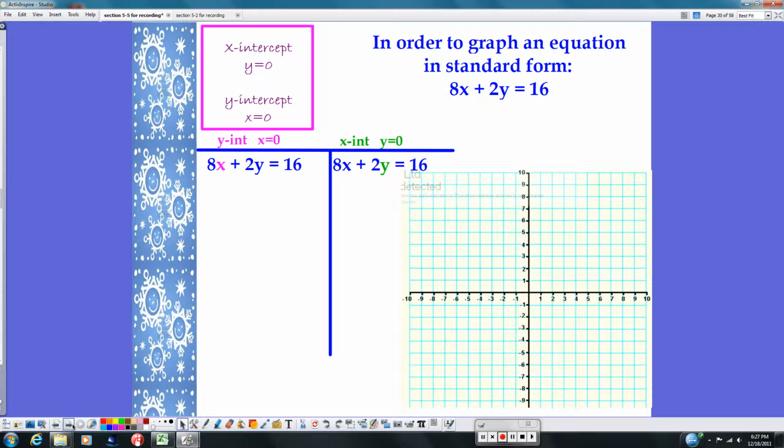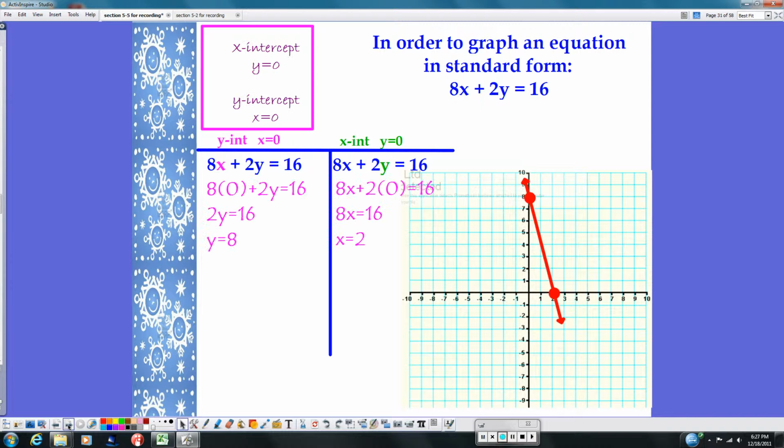Let's try another one. 8x plus 2y equals 16. Again, to find my y-intercept, a 0 goes in for x, and we solve for y. We end up with y equals 8. And to find our x-intercept, a 0 goes in for y. We have 8x equals 16, so x equals 2. Dot on 8 on the y-axis, 2 on the x-axis, and connect your dots.